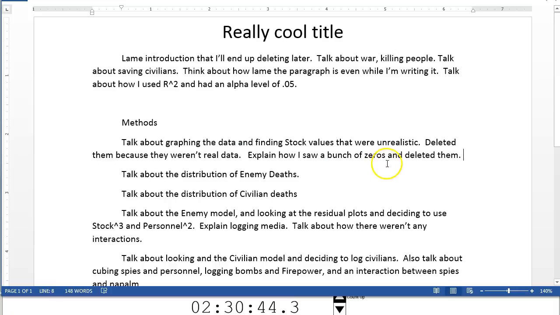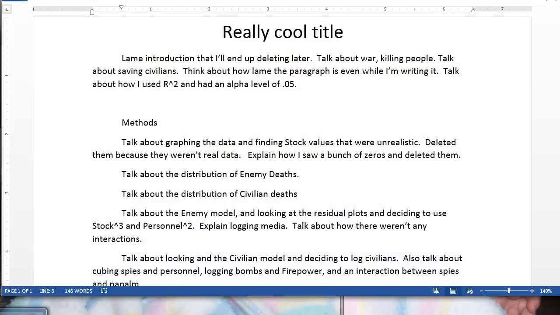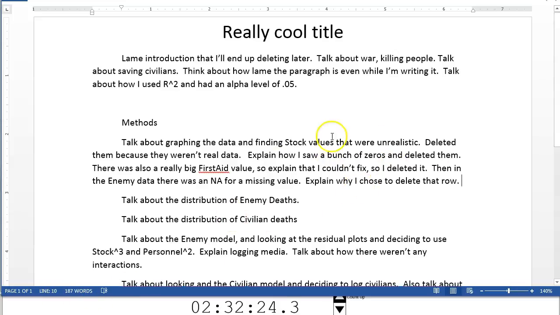Also, there were a bunch of zeros, and I deleted them, and I did it with my code, I think I have it right up here, in one step, because I said stock greater than 0. The stock values of 0 also went away, but those were 2 different errors, and I took care of them in different ways. The first aid value was huge, so I would mention what the value was and why I felt like that was an error and why I couldn't fix it, and so I deleted it. The last area in my code was that NA in the enemy data, and so I would need to explain why I deleted that row.